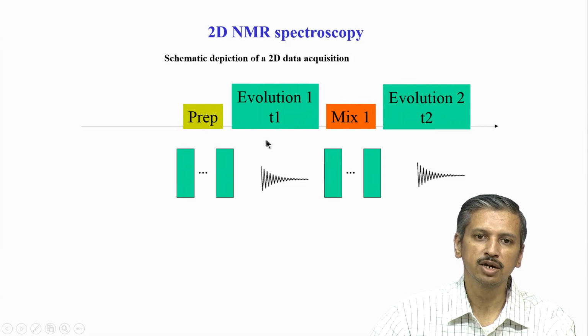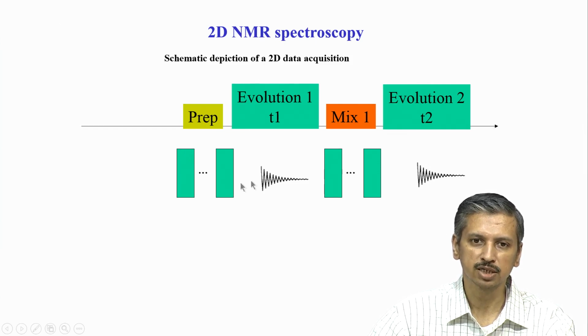So, one has to keep in mind that the preparation period is not just a relaxation delay; you are also preparing the magnetization to be ready to be transferred or to evolve. Therefore, it can also consist of those initial RF pulses, the 90 degree pulse which we apply. During the evolution period, one has to keep in mind there is no pulse applied.